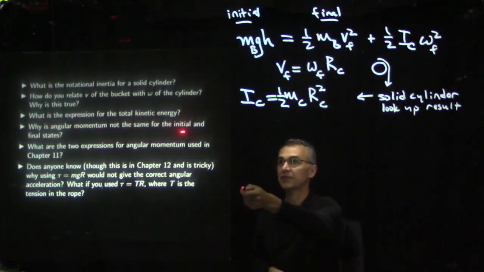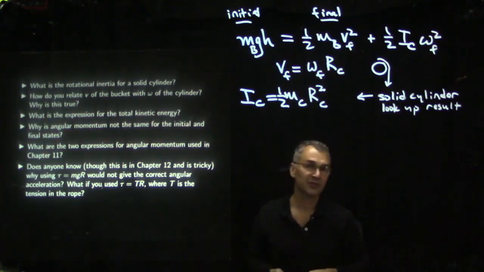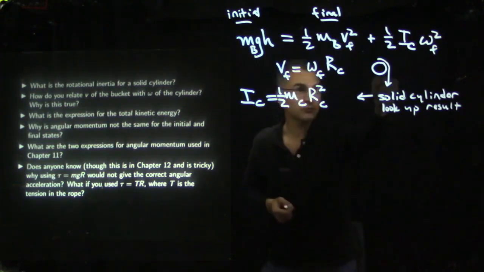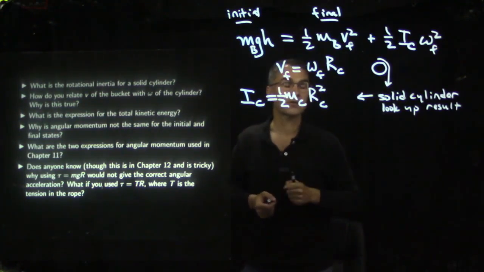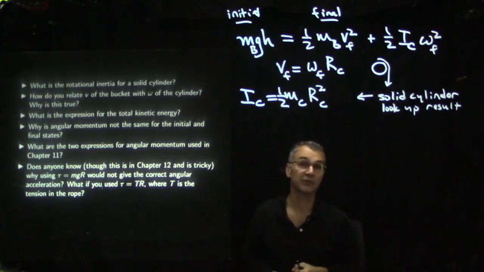Why is angular momentum not the same for the initial and final states? Well, we haven't studied torque yet, but it turns out that the external force of gravity acting on the bucket is applied in such a way that it tends to make the cylinder rotate faster and faster. So that's an example of being rotationally non-isolated. That's an external torque, even though we won't know until next week what torque means.